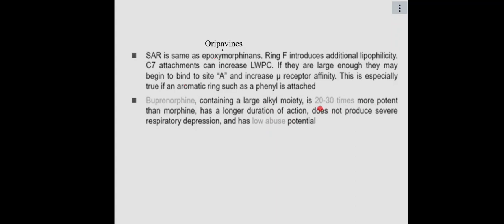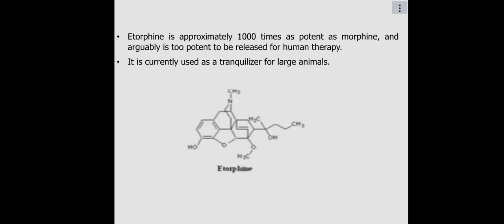It also has a low abuse potential, so it will not, of course, be liked by them. And as we have said, it is much more active than morphine. We have mentioned etorphine. You can see that is the structure of etorphine. It is approximately 1,000 times as potent as morphine because of this group. So it is also more active than buprenorphine, because we have changed the methyl cyclopropyl group to an N-methyl group, as we've already said, which gives us very good activity.